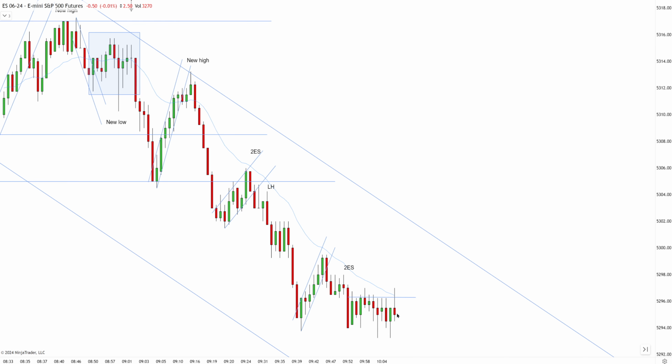Rejection of the EMA. Now this is a gut feeling based setup, because you definitely expect bulls to be squeezed and the market to go lower here. It is quite a common pattern, but it is a way more aggressive triple top.